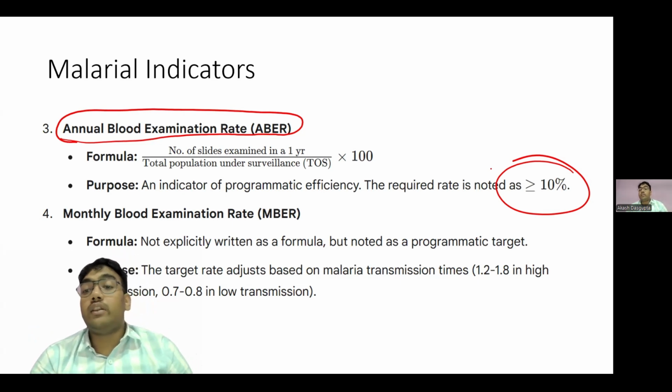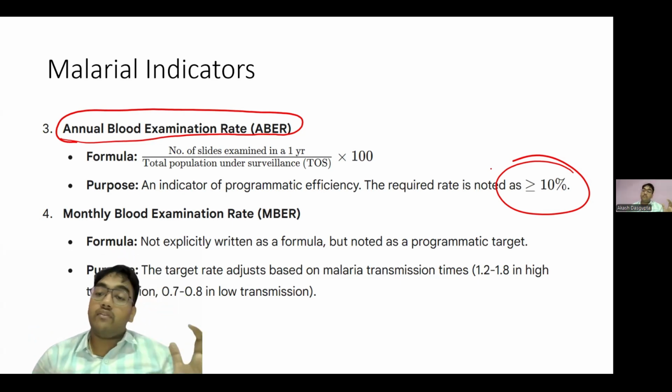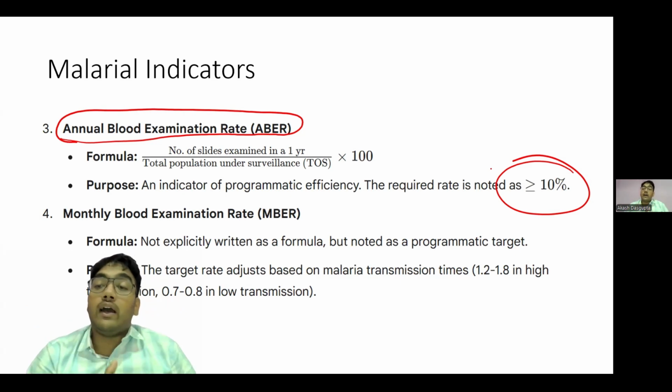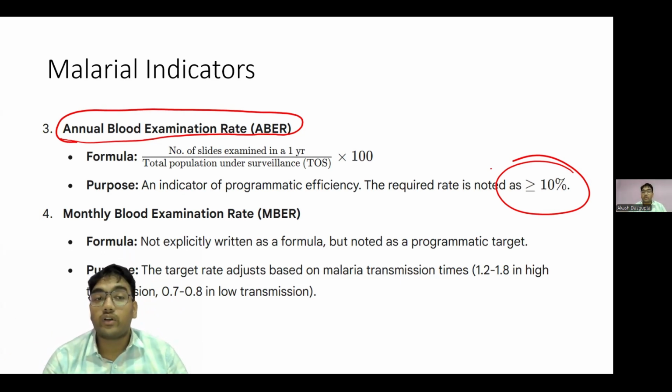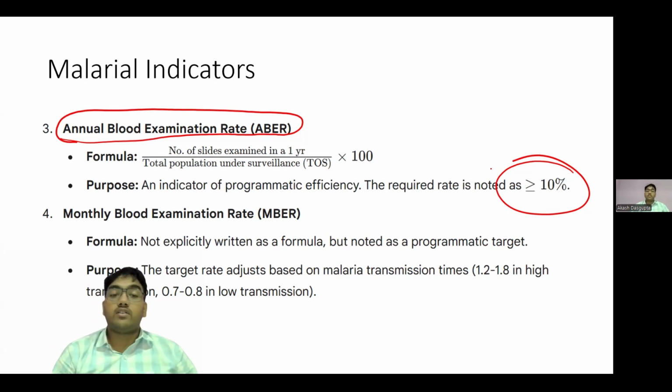Okay, so with that notion in mind, if people are having fever and we are doing this active surveillance and passive surveillance, then at least 10% of the population under surveillance should have their slides examined at least once in the year. Okay, so that is known as the annual blood examination rate.